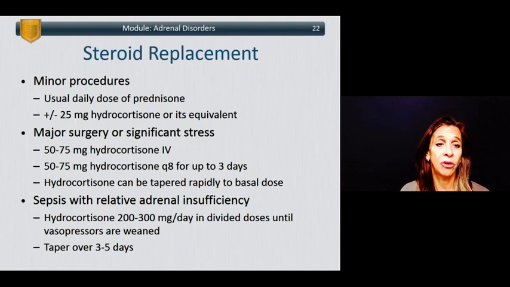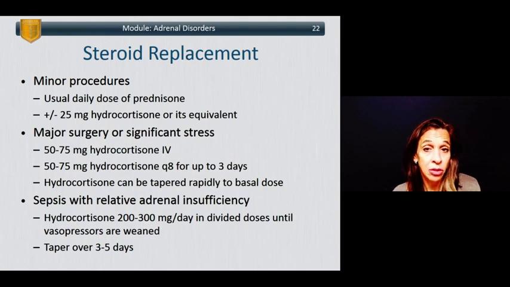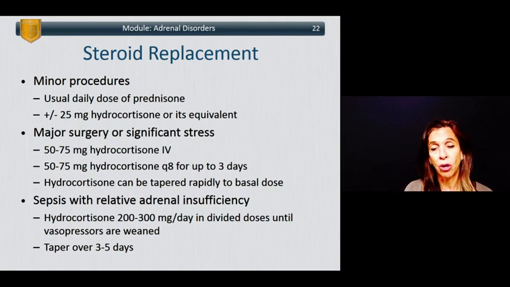associated with adverse effects. So for minor procedures, it's recommended that the usual daily dose of prednisone be given to the patient. So typically just telling the patient to take their usual dose before arrival to the hospital is sufficient. One may consider giving 25 milligrams of hydrocortisone or its equivalent, either in addition or in place of the patient who doesn't take their oral prednisone.